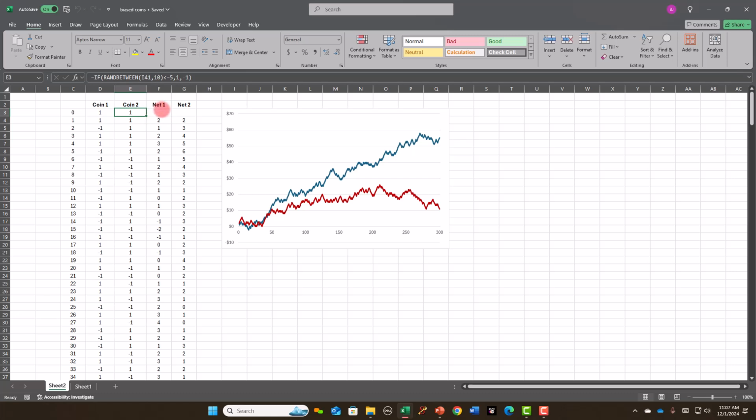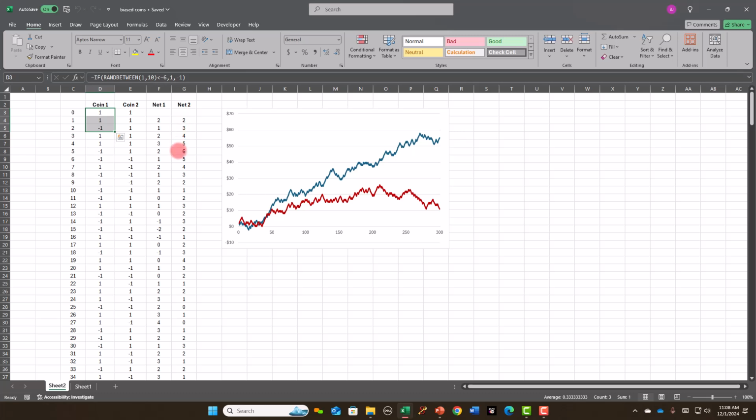Then in column F right here, we're going to take the net gain or losses for coin 1. That's our biased coin. And then column G here, this final column, is going to do the same for coin 2. So in other words, let's say after the first 3 flips, we won $1, won $1, and then lost $1. So that would be overall up $1, and that's what that number is showing right there. For the fairly valued coin, we won $1, won $1, won $1, and we were up $3.